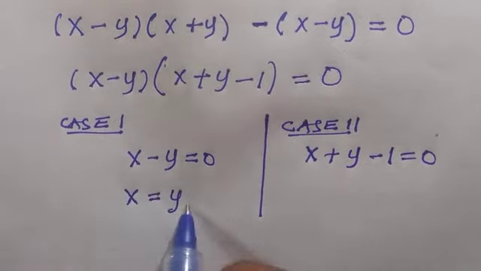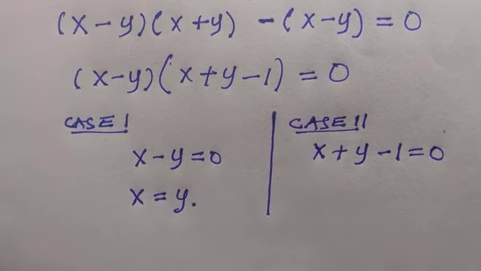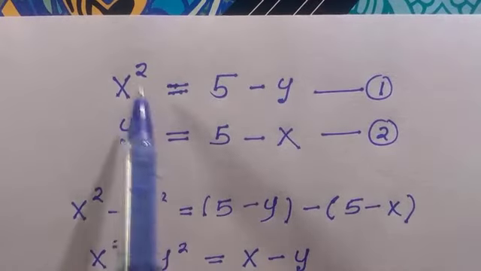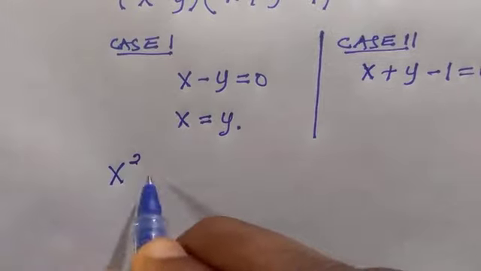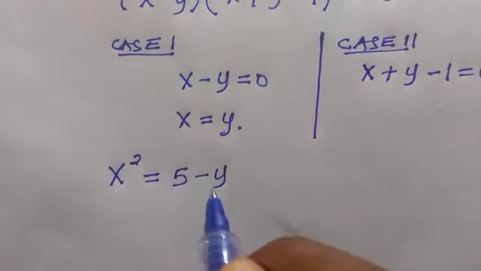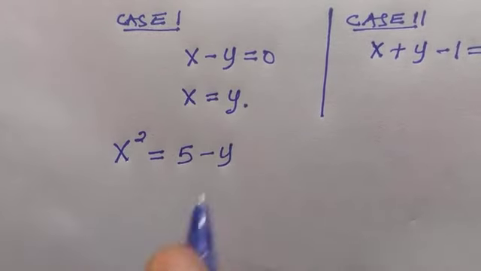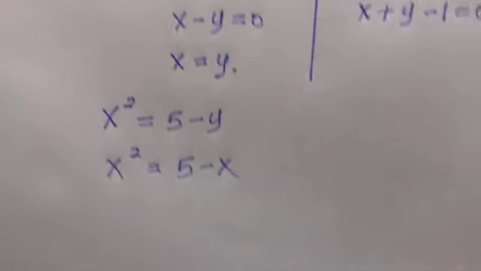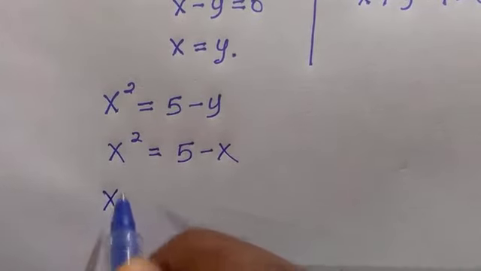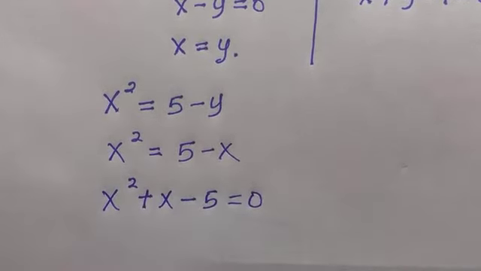We know x equals y, that is, anything that happens to y happens to x. So we are going to find the real value of x and the real value of y. We consider equation 1, which says x squared equals 5 minus y. Suppose I want to get the value of x in this, anywhere I see y, I'm going to replace it with x. Therefore, we have x squared equals 5 minus x. We transfer this to the left hand side. We have x squared plus x minus 5 equals 0.